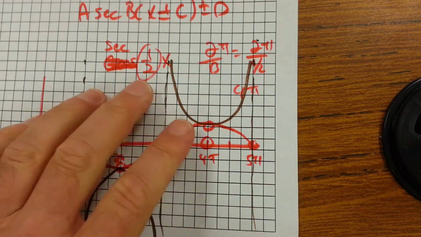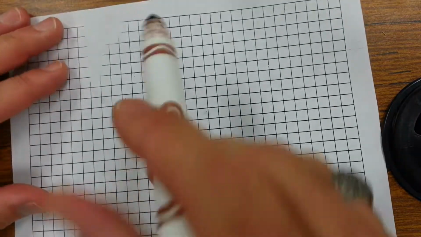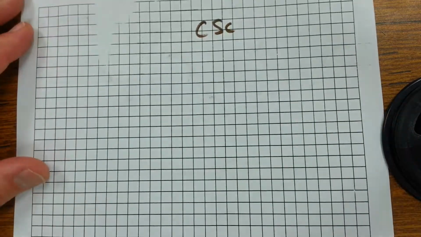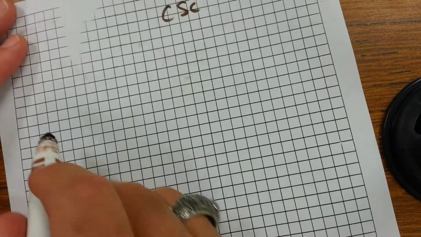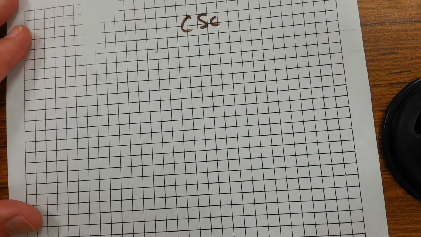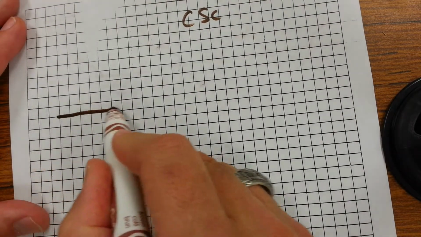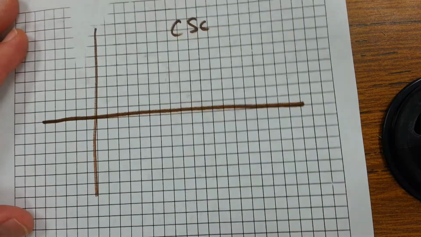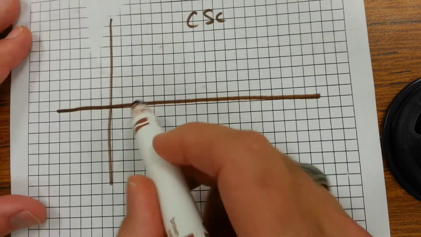So that's going to apply also for cosecant. The period for cosecant, how much time do I have here? 8 minutes. Okay. This type of logic is also going to apply for cosecant. Okay? Draw your sine curve.